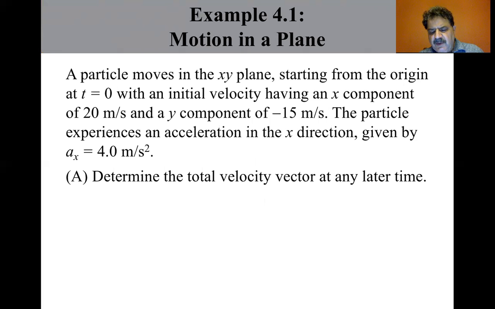So if we conceptualize this, the components of the initial velocity tell us that the particle starts by moving toward the right and downward. Note downward because of the minus 15 meters per second.